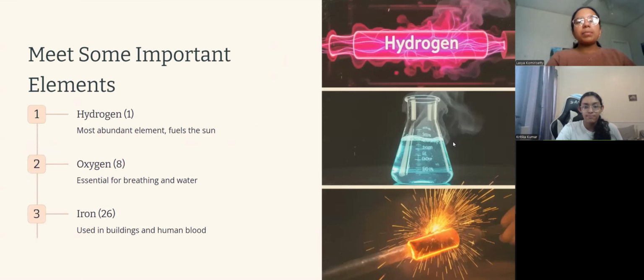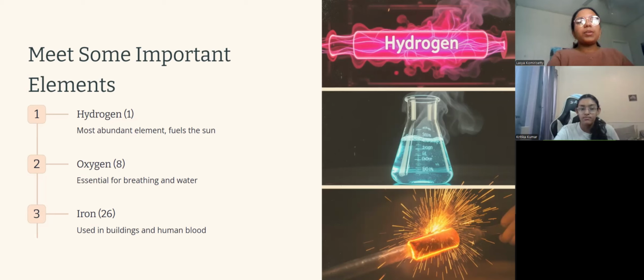Now let's look at some important elements. So firstly, we have hydrogen, and this is one of the most abundant elements, and it fuels the sun. It helps the sun to run, and the sun is mostly made up of hydrogen, and it's the first element in our periodic table.